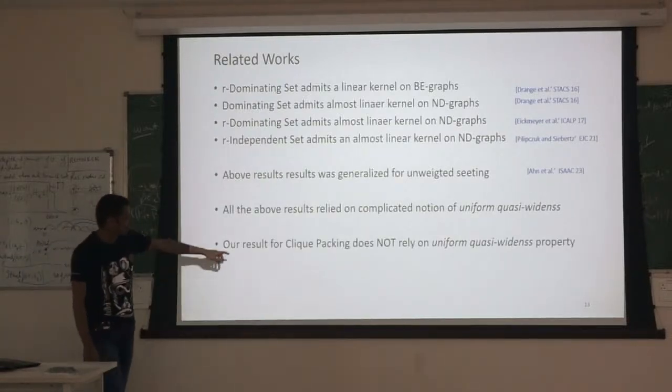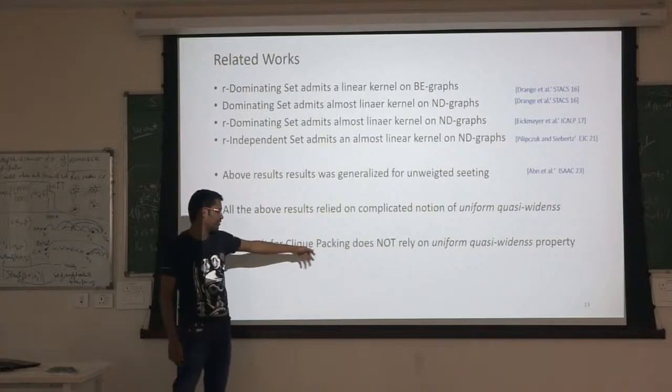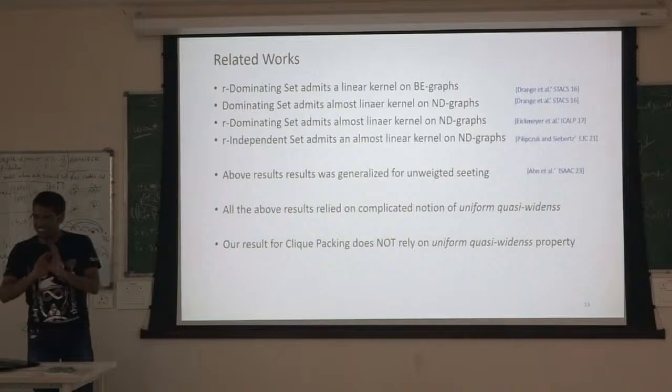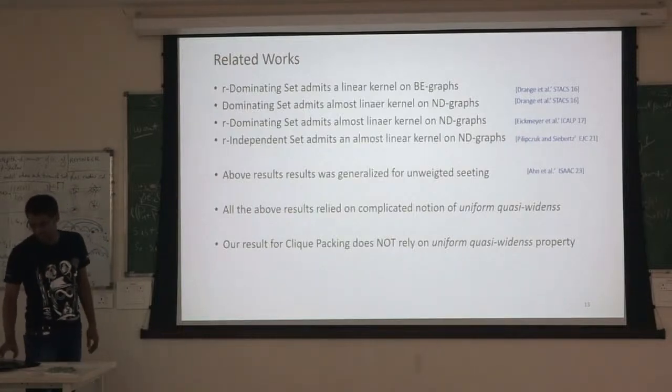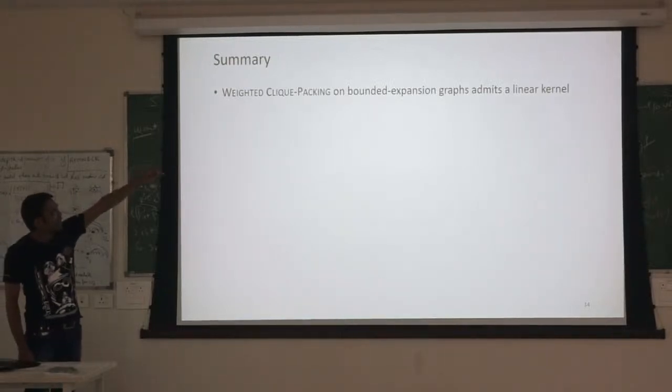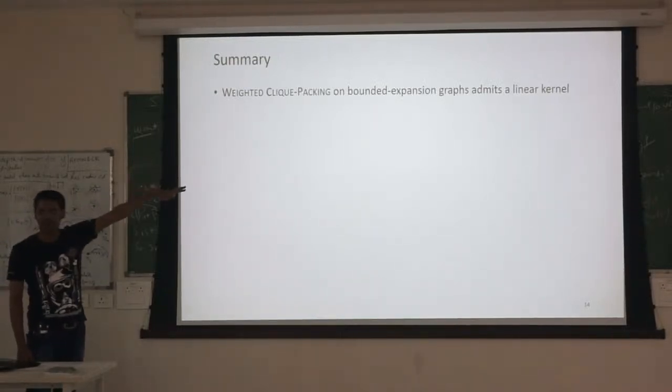What we did is to find a kernel for the weighted setting, but now it does not rely on uniform quasi-wideness. It just uses the sunflower lemma and a simple notion of neighborhood complexity. So what we showed is that weighted clique packing on bounded expansion graph classes admits a linear vertex kernel.